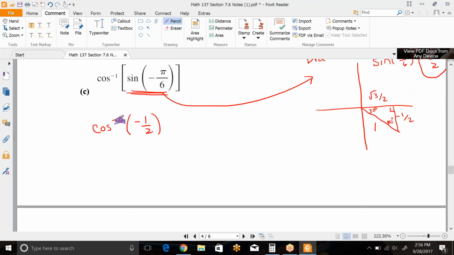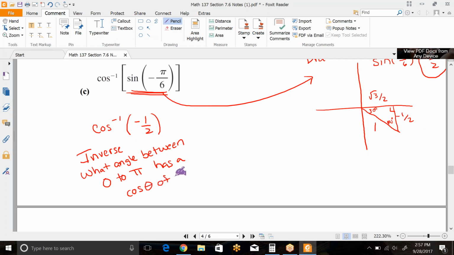Now for this, we're dealing with the inverse function. So we're asking the question, what angle between 0 to pi has a cosine theta value of -1/2? So we're thinking about this now in terms of what angle does that.